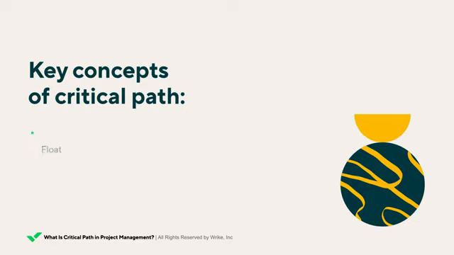The first is float. Float is the wiggle room time you have to start a task without delaying the overall project completion. Total float is the time difference between when the task must be done and when the project must be completed. A project can also have a negative float, meaning it will be completed after the original delivery date.